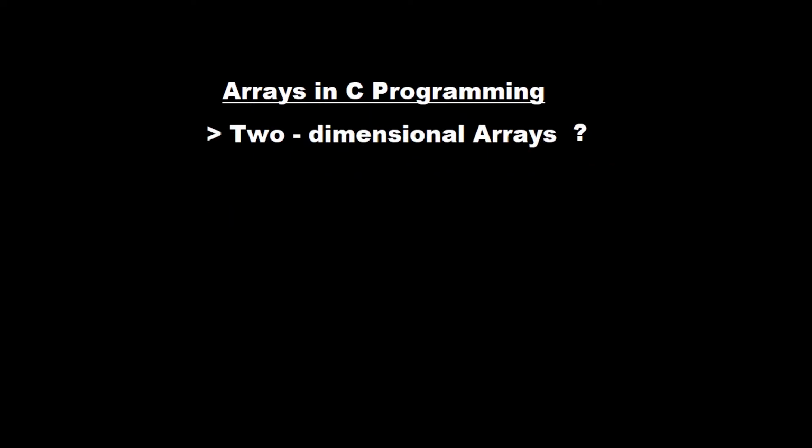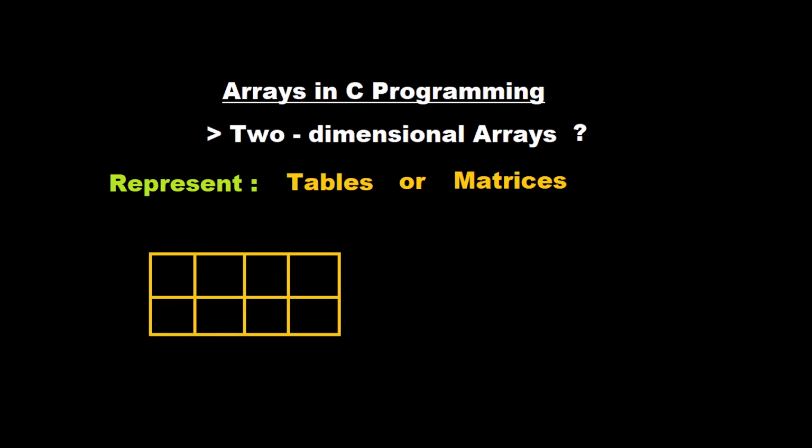So what are two-dimensional arrays? Two-dimensional arrays are used to represent tables or matrices. So let me give you an example so that you can understand better. Here in the figure, you can see this is a matrix. It has rows and columns. There are particularly 2 rows and 4 columns here.